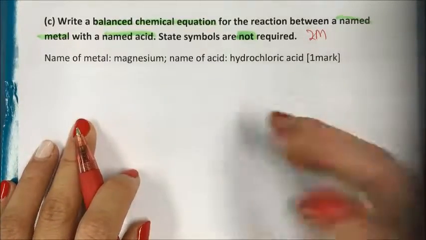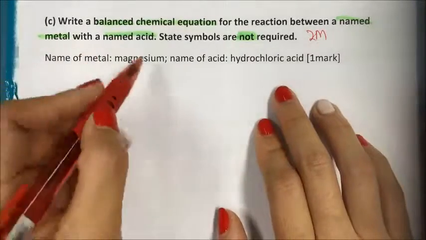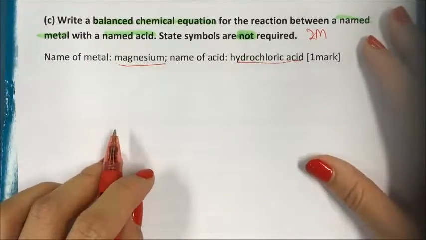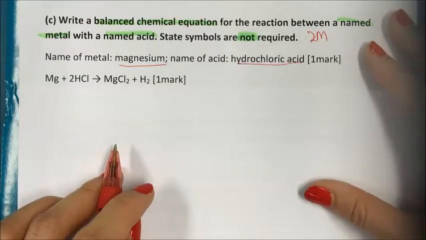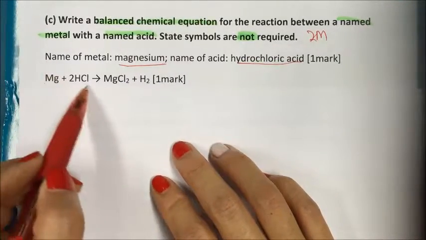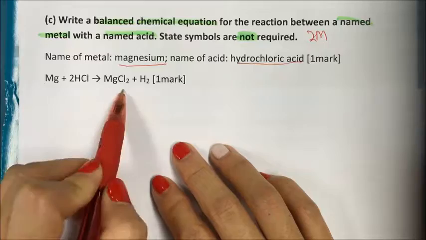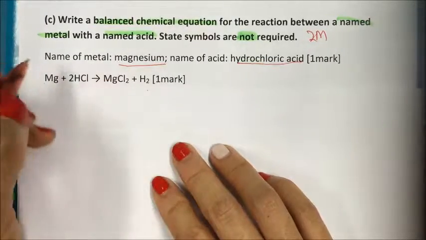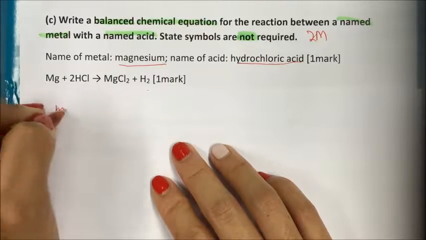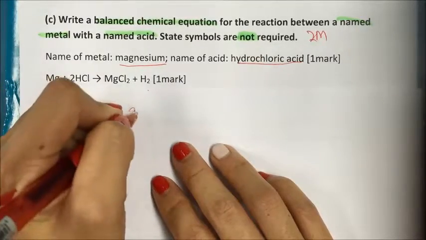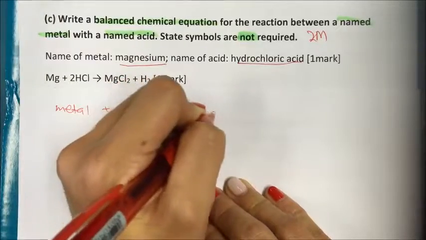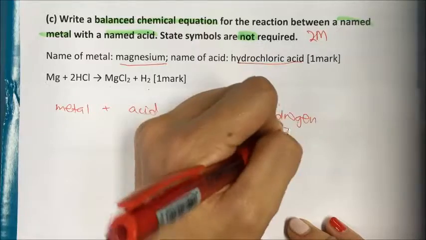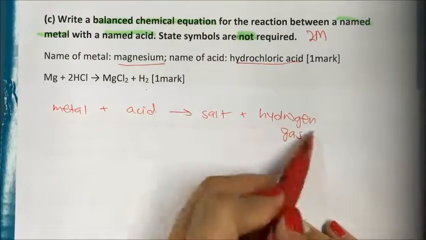Number 1, you need to name your metal and your acid. So in this case, I use magnesium and hydrochloric acid. Alright, so the balanced chemical equation will be magnesium reacting with hydrochloric acid to give you magnesium chloride and hydrogen gas. Okay, the general equation for this is metal plus acid give you salt plus hydrogen gas. This is the general equation.